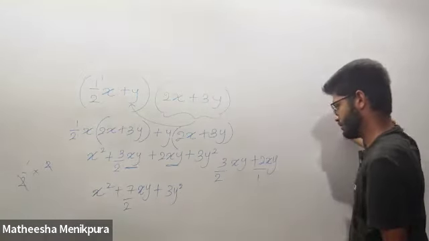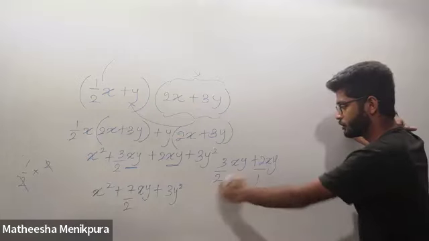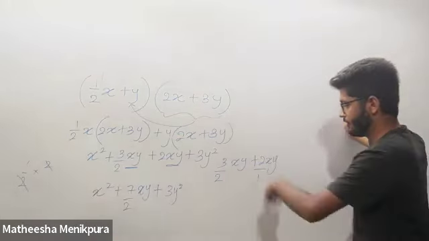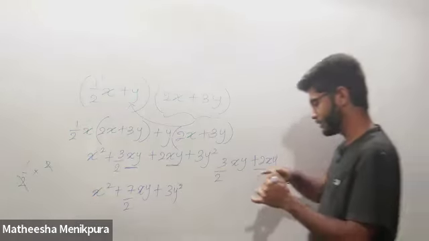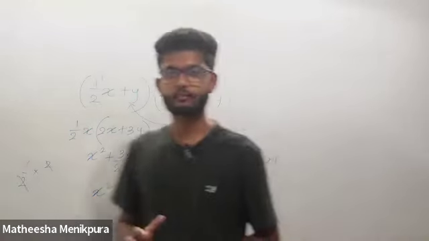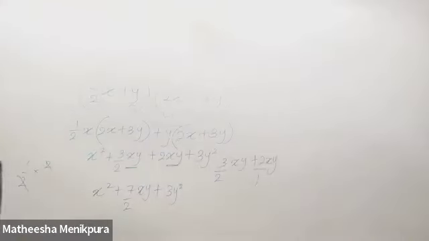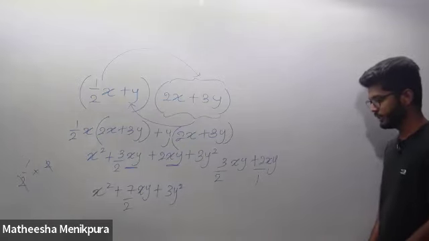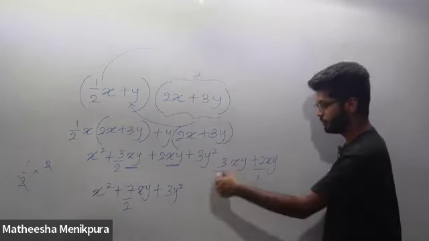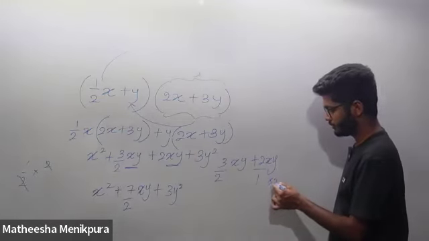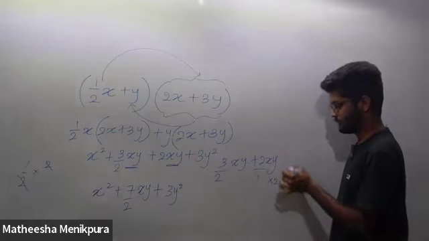Here denominator 1. Now we have to add two fractions. So when adding two fractions, there is one condition. What is the condition? Denominator should be the same. Yes, their denominator should be equal. Here denominator is 2, here denominator is 1. So not equal. I'll multiply this one by 2 and make it equal.